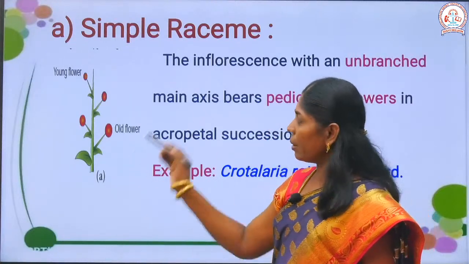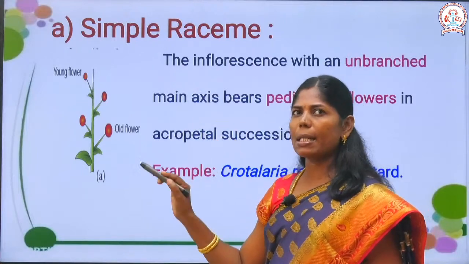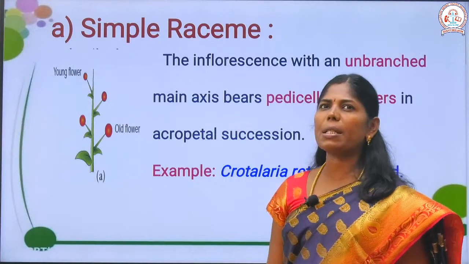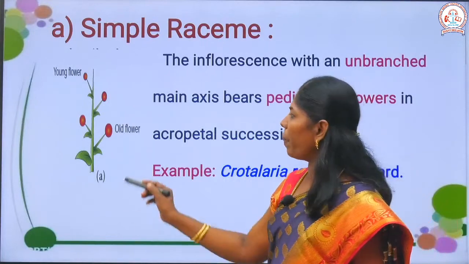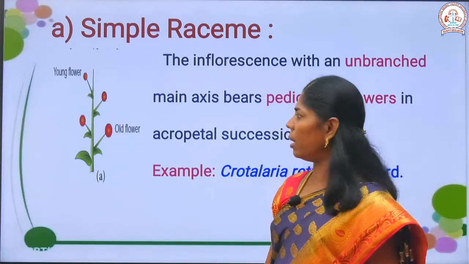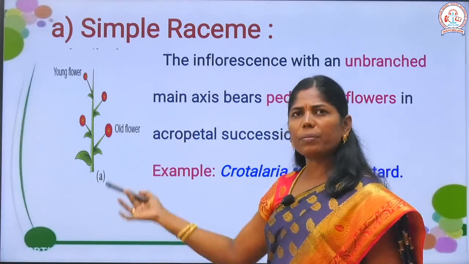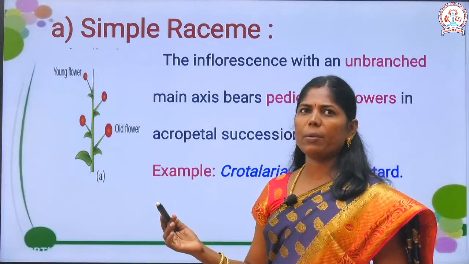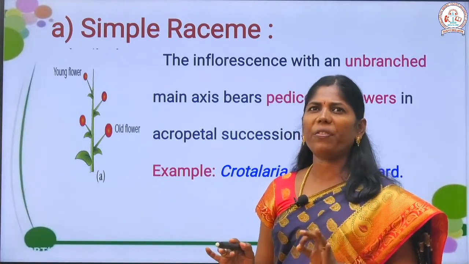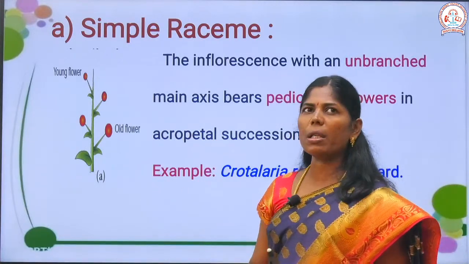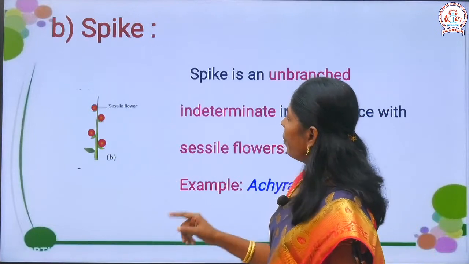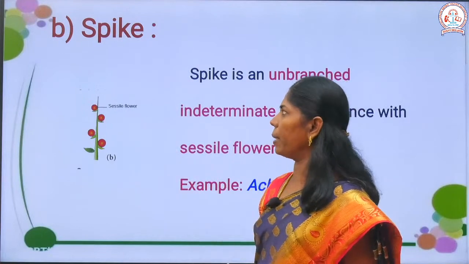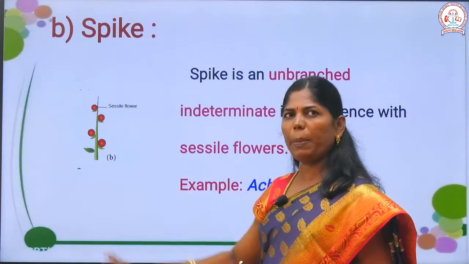Okay, so in the raceme the flowers are pedicellate, and here they are sessile. The inflorescence with an unbranched main axis bearing sessile flowers is acropetal in condition. What is acropetal? The older flowers are in the basal region and the younger flowers in the tip region. That is the same character; only one difference is there: pedicellate flowers in the raceme and sessile flowers in the spike. Okay, this is a spike.